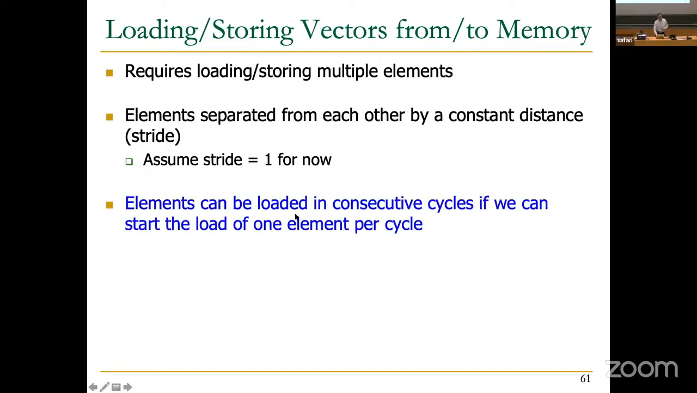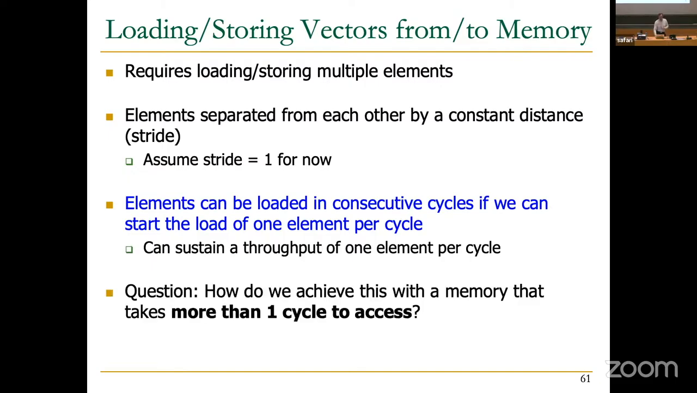Basically, elements can be loaded in consecutive cycles if we can start the load of 1 element per cycle. So every cycle you start the load of 1 element, and hopefully you get the result after n cycles. N is the memory latency. Memory latency is hard to reduce for reasons we'll discuss later. So we should be able to start 1 memory operation per cycle, and get 1 element per cycle every cycle, essentially. That's basically our goal. So the problem is, how do we achieve this with a memory that takes more than 1 cycle to access, right?